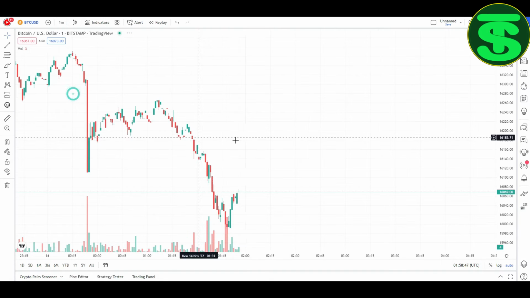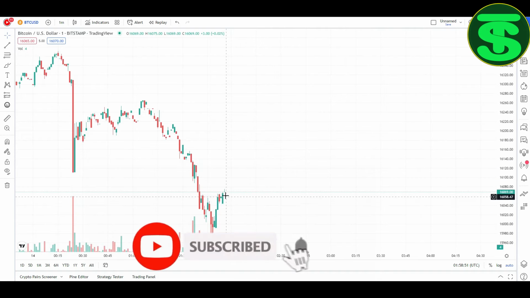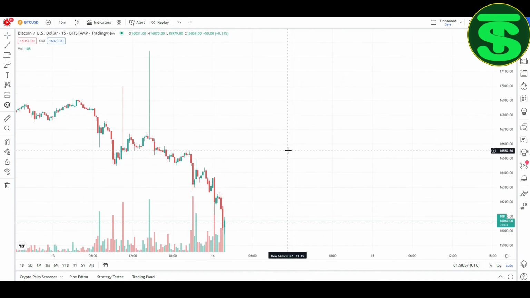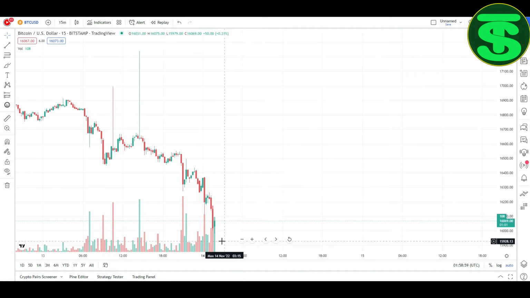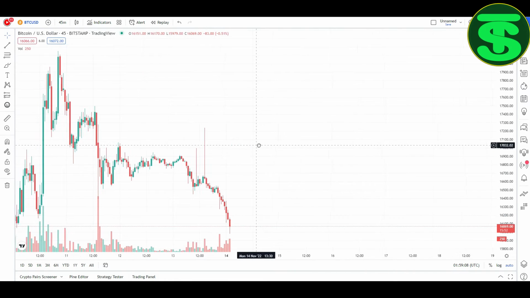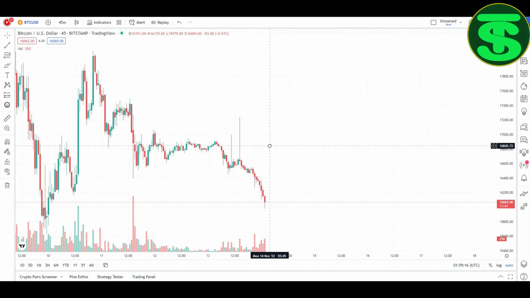If I go to the 1 minute chart, in the 1 minute chart you can see live the market is going up. If I go to the 15 minute chart, it is the same, the market is going up. If I go to the 45 minute chart, you can see the market is going down. So it's so clear how the market is going.